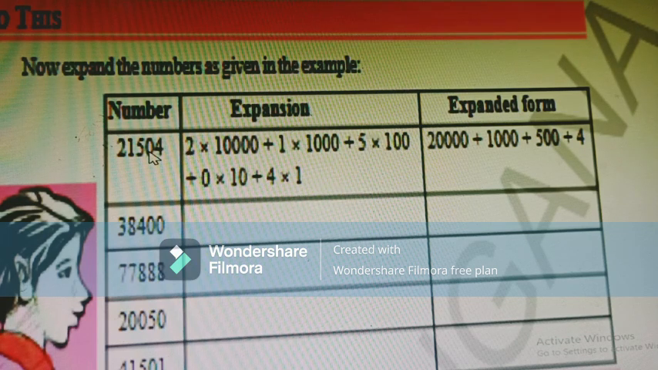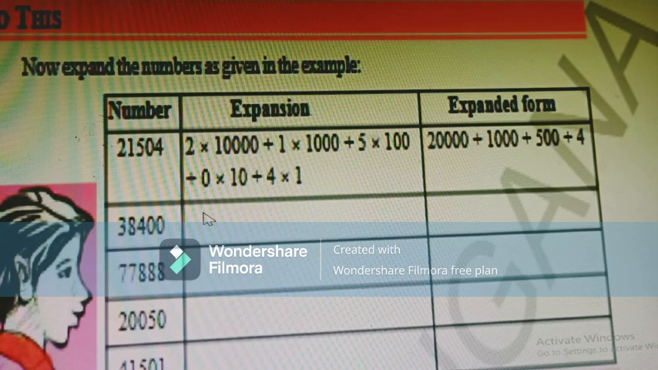Next one, 0 is which place? Tens place. That's why 0 into 10. Plus last one, what is that? 4 is the ones place. That's why 4 into 1. Here, where 0 is given, that 0 cannot be written in the expanded form. So 2 into 10,000, 20,000; 1 into 1,000, 1,000; 5 into 100, 500; 4 into 1 is equal to 4. This is the expansion form and expanded form.